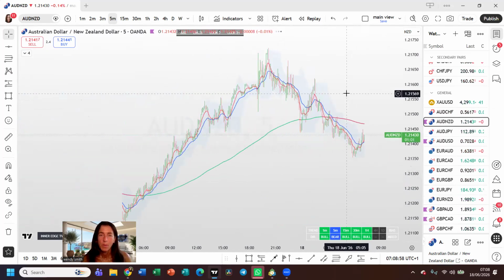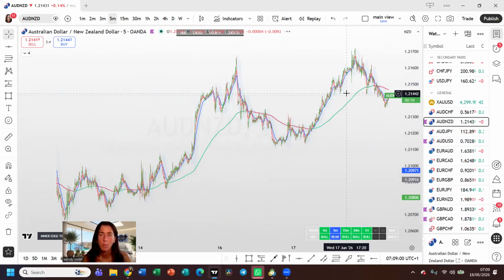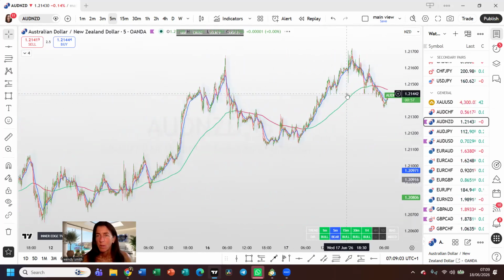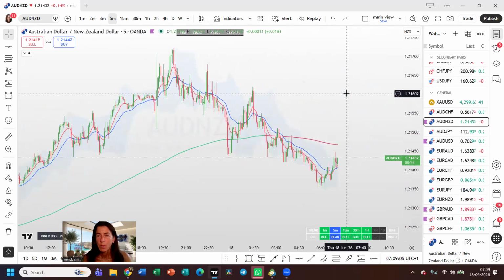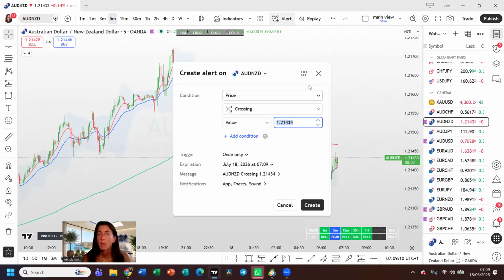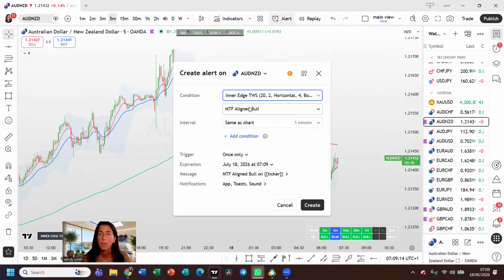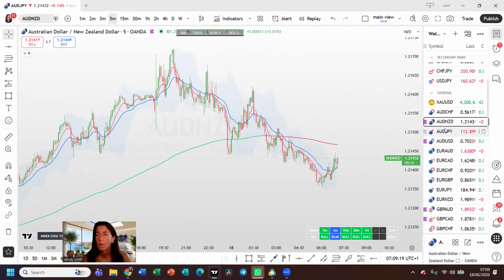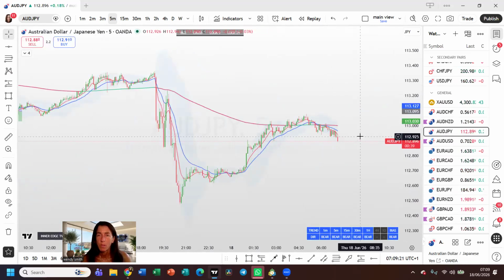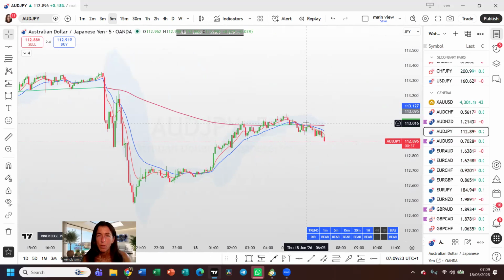And this one says bullish. It's had a really deep pullback, so you're wanting this to come back into alignment. If you've got the inner edge indicator, you can just put MTF aligned bull on that. We've already done a JPY. This is coming down. Breach, cross, pullback. My trade's gone. So this one, I'd want a breach of the Bollinger Band again.